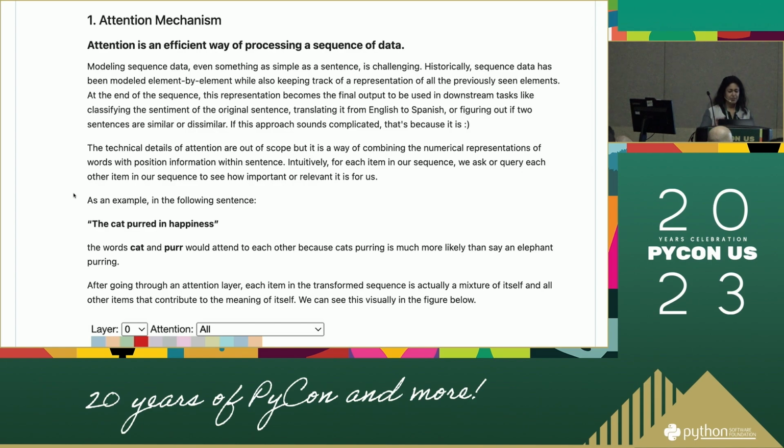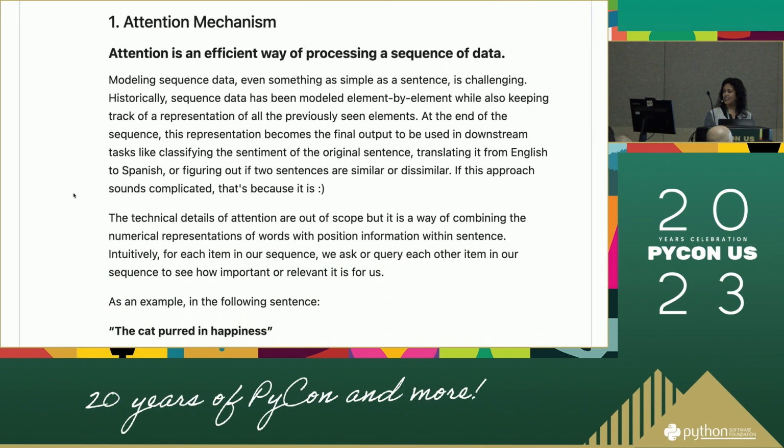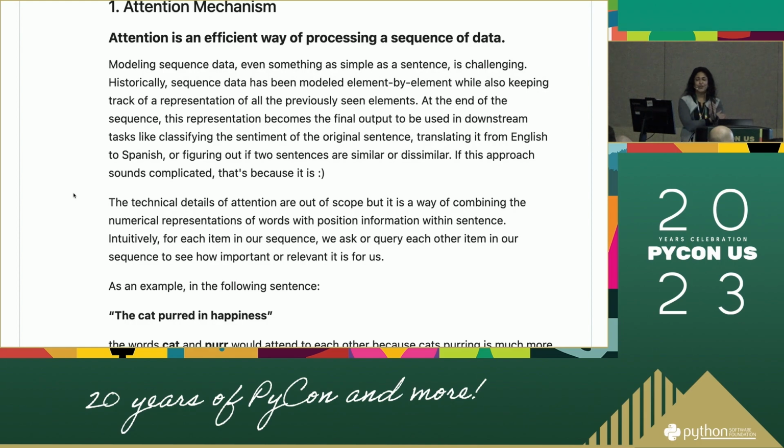This is just text, then we'll get to a diagram shortly. Historically, this has been challenging. We model everything sequence element by element. As we're entering each element into the model, we're learning a representation of everything that's come before that particular element. We add another element in, we update the representation of that sentence. We keep doing this until there are no more words, and then that representation is our numerical representation of the sentence. That's what we're getting out of language models, but I'm talking about before language models. This is what we had to do.